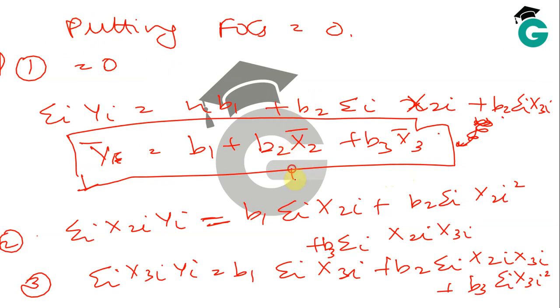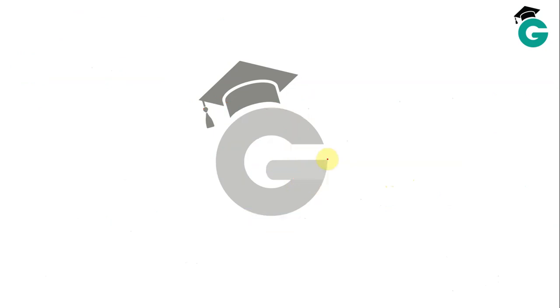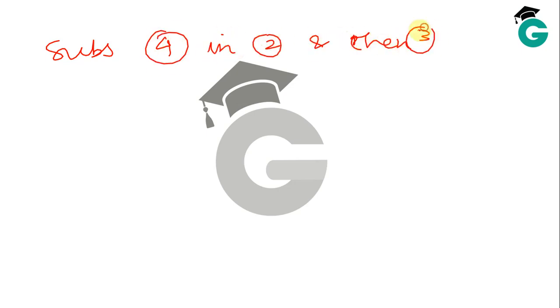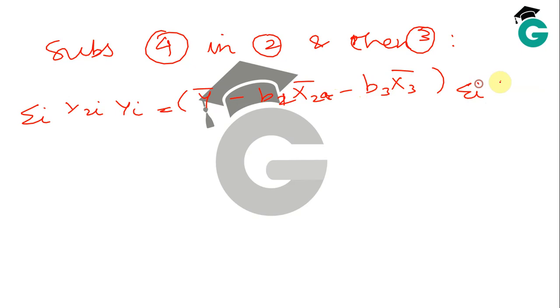so these are 1, 2, 3. Let me call this 4, okay? Now you substitute 4 in 2 and then 3 respectively, okay? So what do you get? When you substitute 4 in 2, you have summation i x2i yi equals y bar minus b2 x2 bar minus b3 x3 bar, summation i x2i, plus b2 summation i x2i squared plus b3 summation i x2i x3i, right?